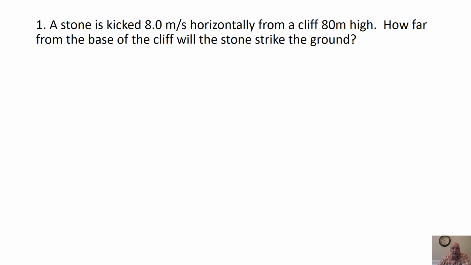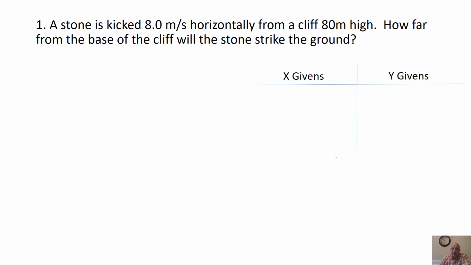Okay, so the first one: a stone is kicked 8 meters per second horizontally from a cliff that's 80 meters high. How far from the base of the cliff does the stone strike the ground? So when you think about this, it's kicked from a cliff. The vx equals 8.0 meters per second. You should draw quick pictures to help you visualize things. And then the y is going to be 80 meters down. It's going to fall down 80 meters.